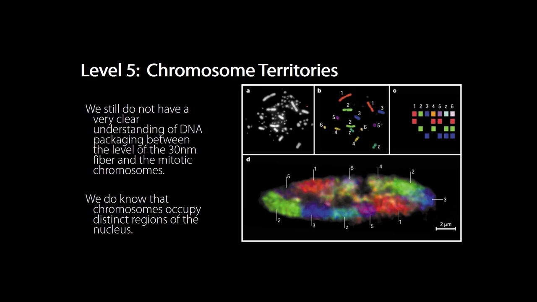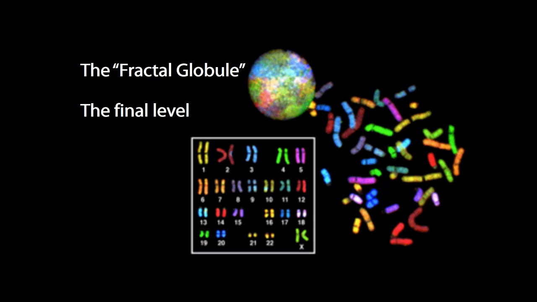This is what I wanted to get at, the fractal globule. This is the nucleus as we understand it. It is basically a 3D ball of bundled up chromosomes where each chromosome takes up its own specific space, that chromatin territory. All right, but the fractal globule is basically the final level of higher order structure.